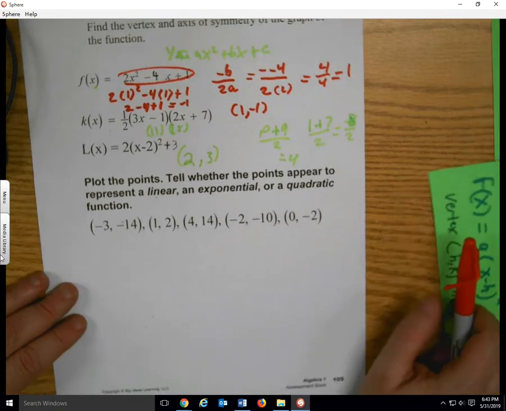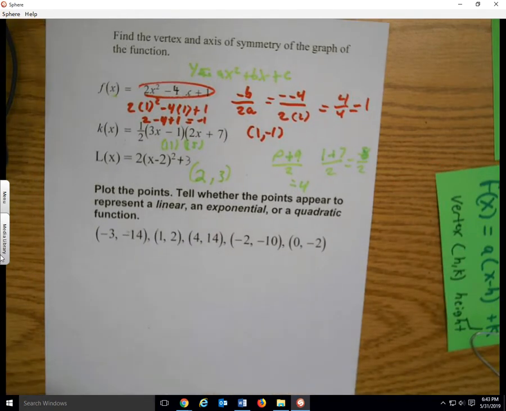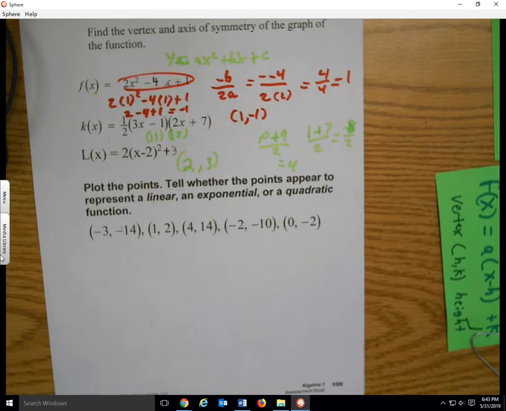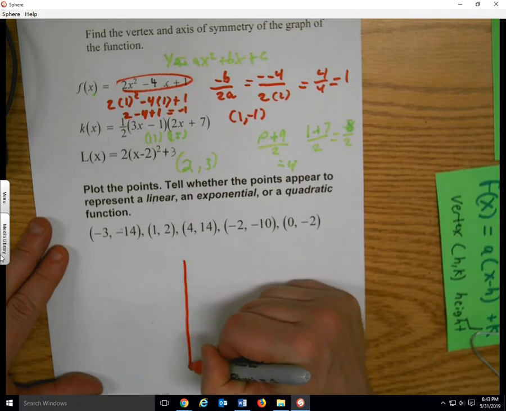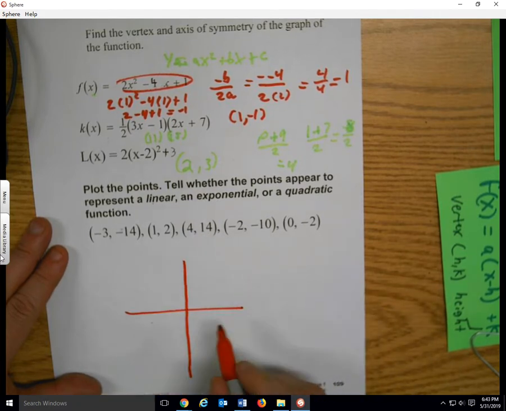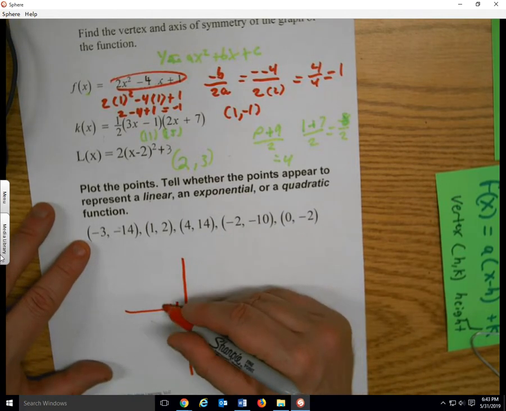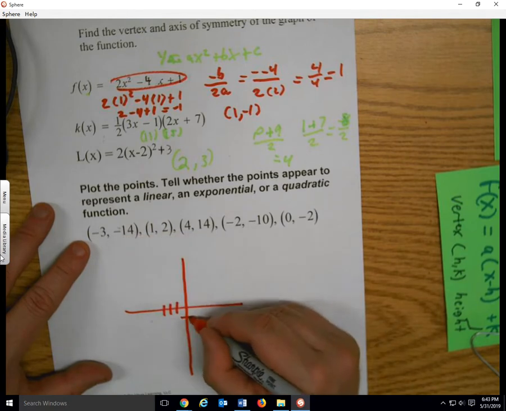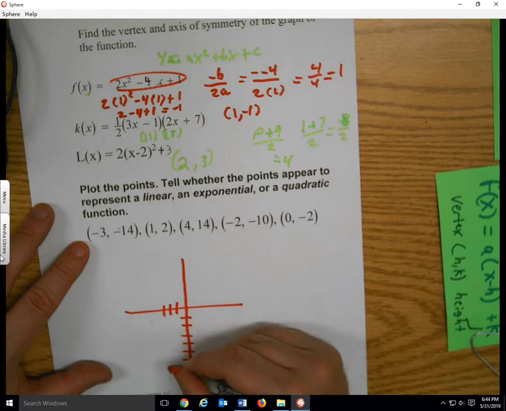Okay, tell whether the points appear to be linear, an exponential, or a quadratic function. There's lots of ways you can do this. We actually did this earlier, even in this review. But I think when it's like this, I like to graph it. I mean, you could set it up. Let's see, there's one that's a little challenging to graph, 4 and 14. So I count by 2's. Maybe I'll do that for the y's. So x is -3, and y is -14, 2, 4, 6, 8, 10, 12, 14. -3, 14, there's your first.